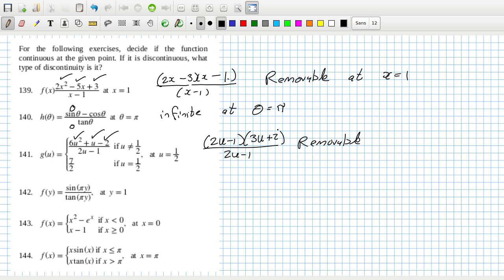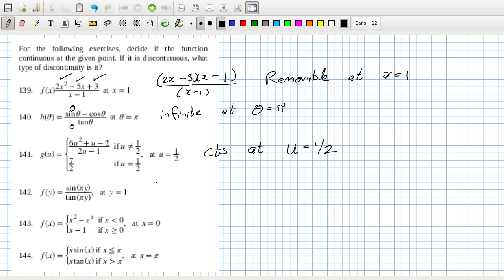So actually it's perfectly fine function actually. This is continuous at u equals a half. Yeah, okay.